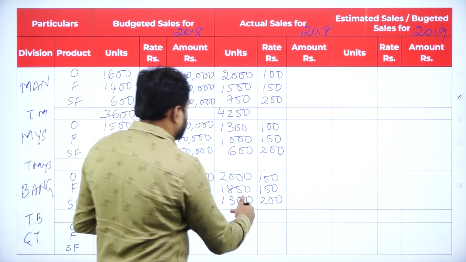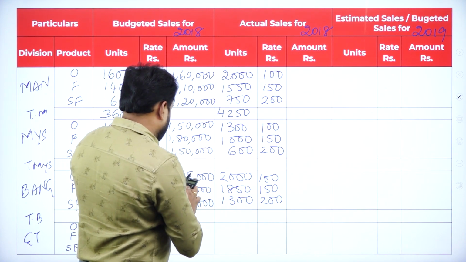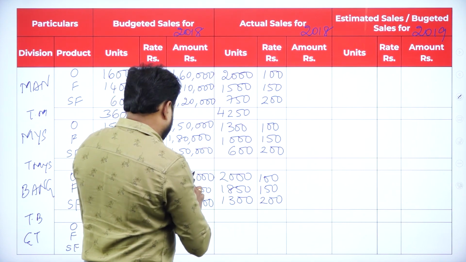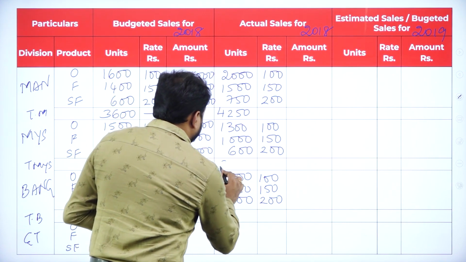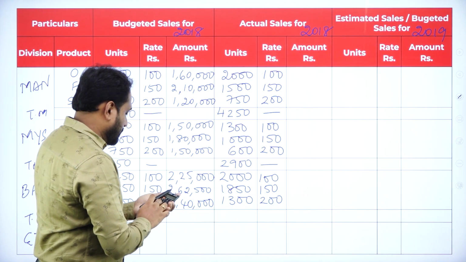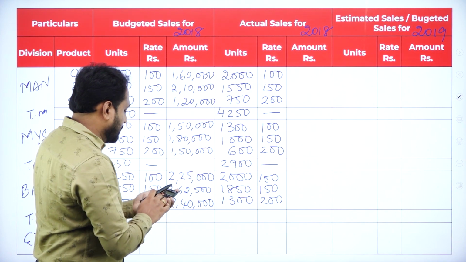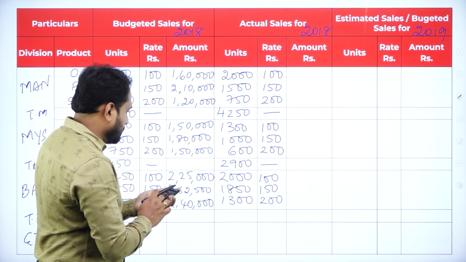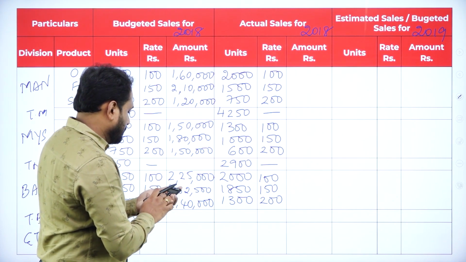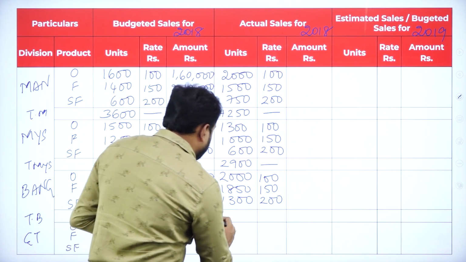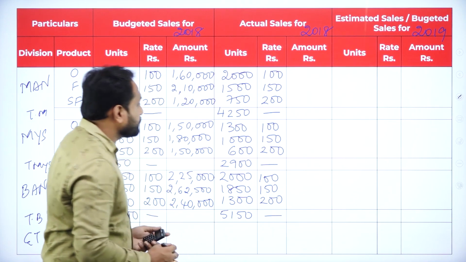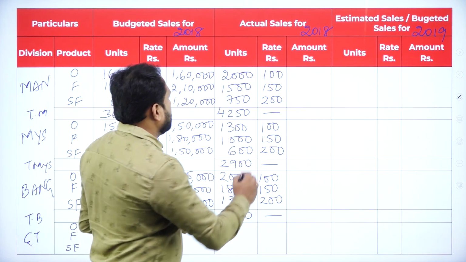Everything is all correct. Now let's go with the next one here. Plus, and here it is 2,900. You're not supposed to add all these. Done. 2,000 plus 1,800, 1,850 it is. So 5,150. Done. Now you need to multiply it.